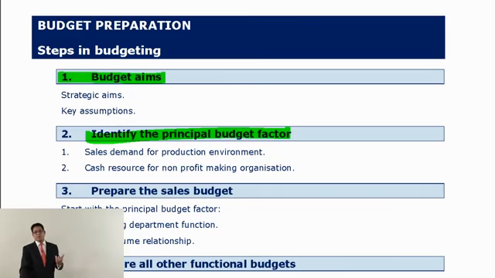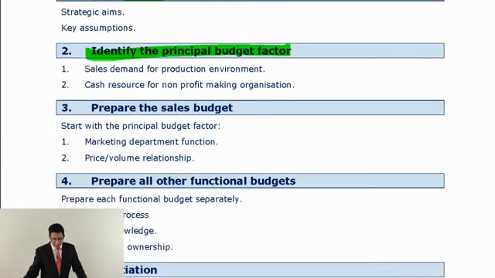Whereas in a non-profit organization, funding, cash or donations from different sponsors or different donors become the principal or key budget factor, because the money coming from sales or from donations will drive any other activity of the organization. So if there are more sales, we can do more things next year. If there are fewer sales, we may make fewer purchases as well. So all activities are driven by sales, or by the funds in a non-profit organization.